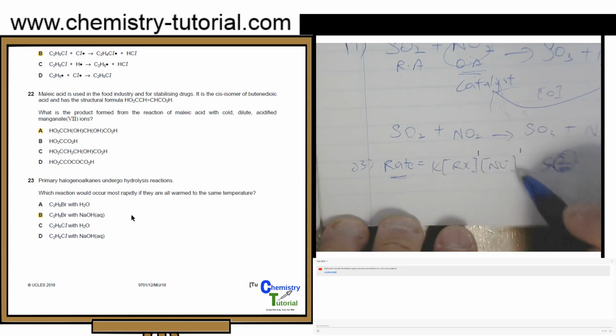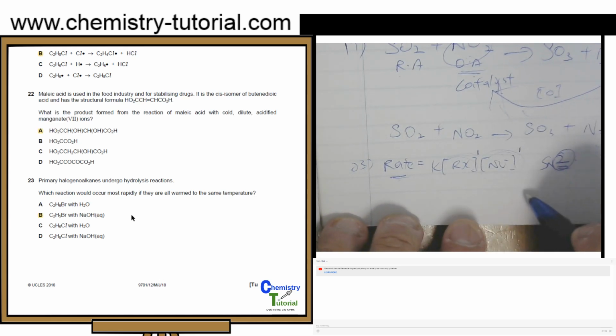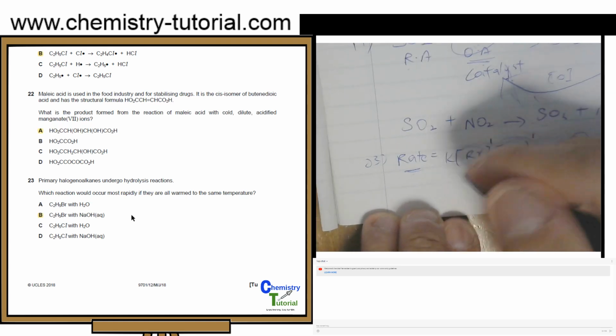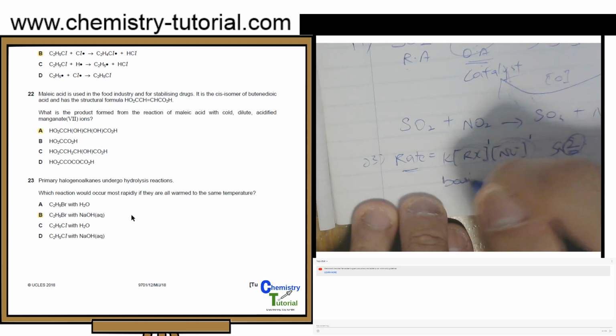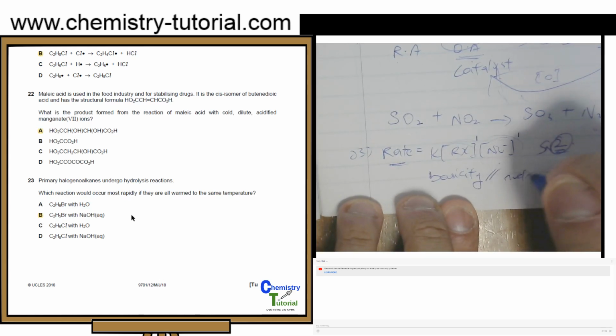That means the rate is dependent on the concentration of both the RX and the nucleophile. Now, in this case, we assume that the concentration of the nucleophile is the same. That means what we need to focus on is the nucleophilicity of the nucleophile involved. And we know that basicity parallels nucleophilicity.